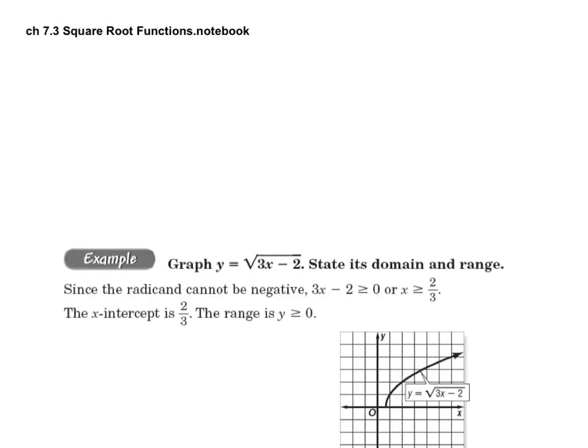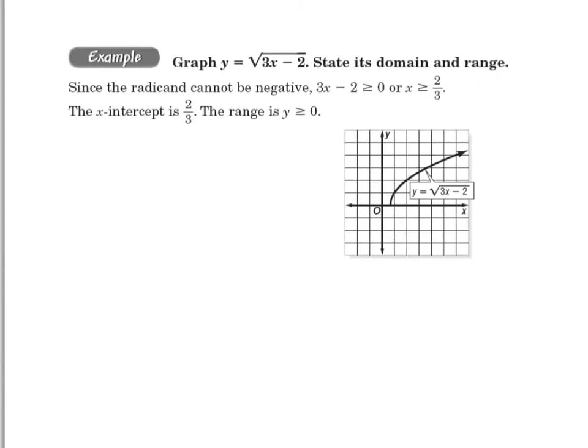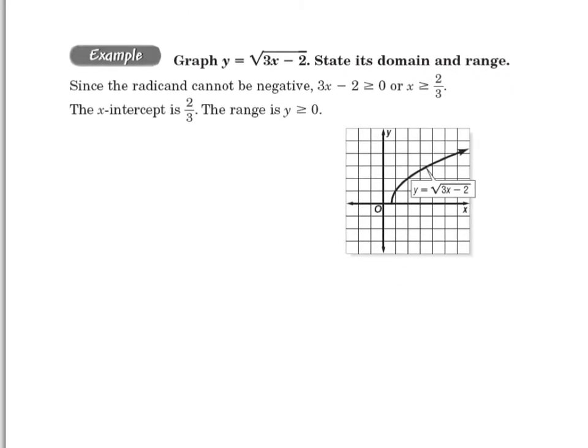Let's try one. So if we're going to forget that the graph is over there, y equals the square root of 3x minus 2, you might want to separate that out. You just leave it like this, 3x minus 2. There is going to be no vertical shift because there's nothing out here. There's nothing there. But there will be a horizontal shift.